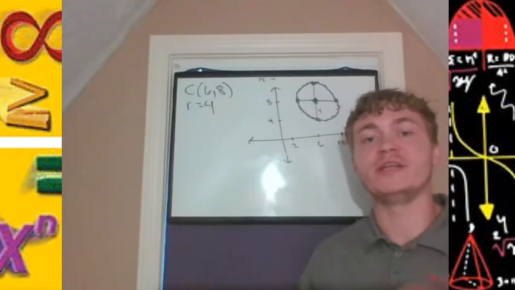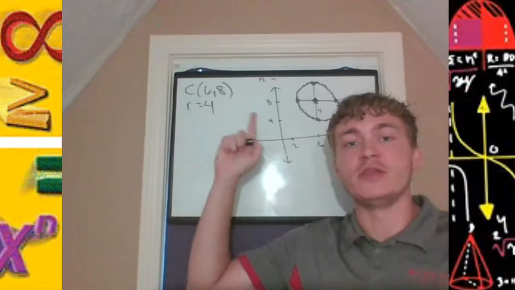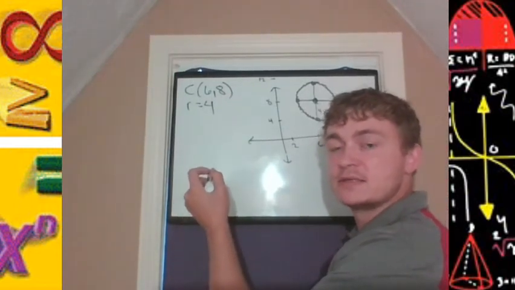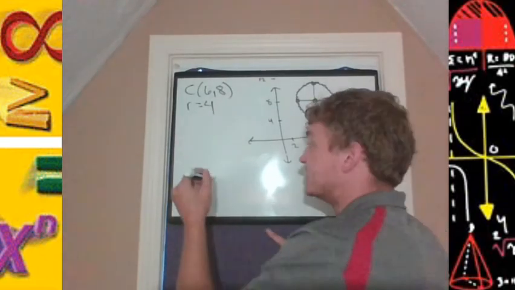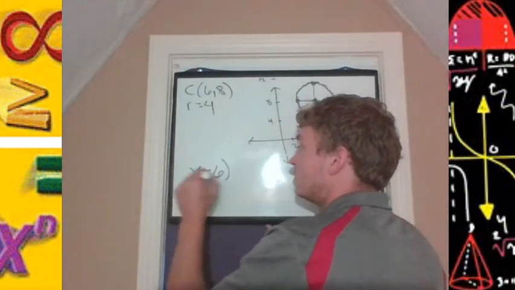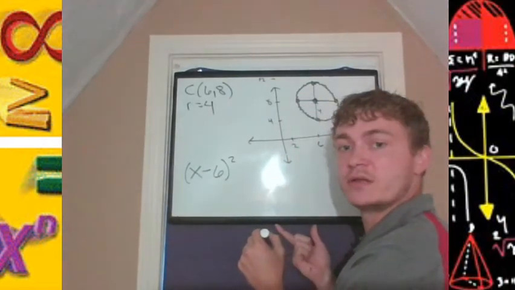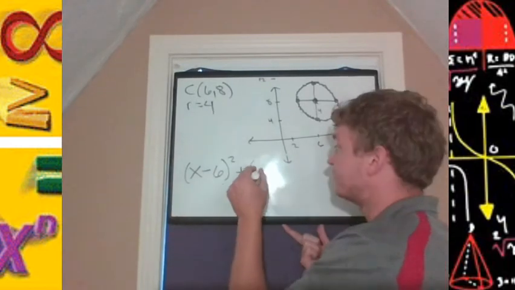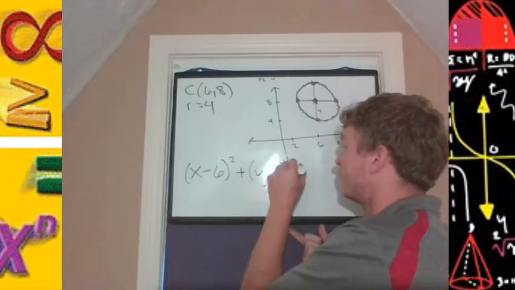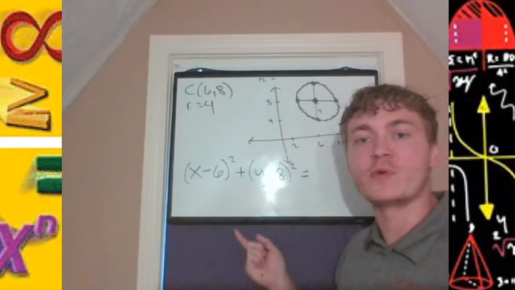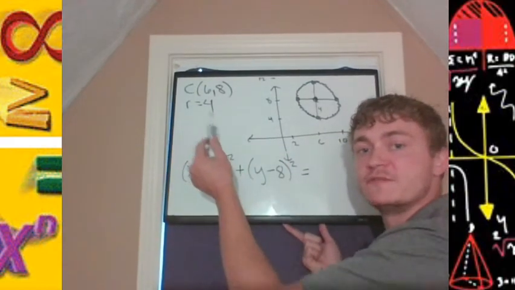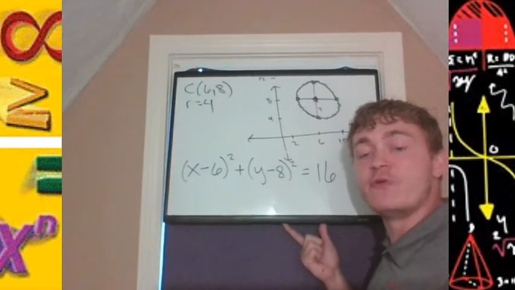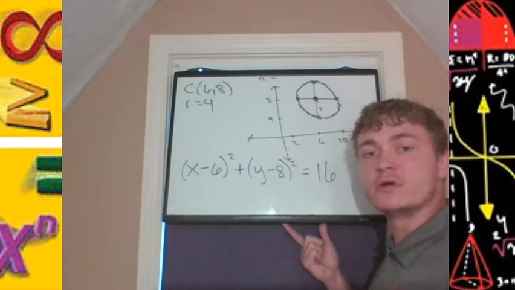Now, what is the equation here? Using the center, using the radius. First part here says x minus the x coordinate of our center, so x minus 6, and that's being squared, plus y minus k squared, so y minus 8. This will equal the radius squared. Our radius squared is 4 squared, which is 16. This is the standard form for our circle equation.